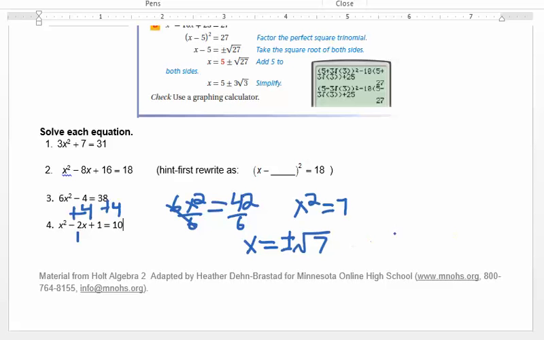If you're typing it out, instead of using a pen or pencil, you can write square root of 7, and then you can put a comma or a semicolon and write negative square root of 7, instead of writing plus or minus the square root of 7 with the symbol.